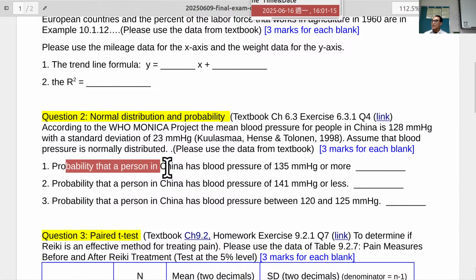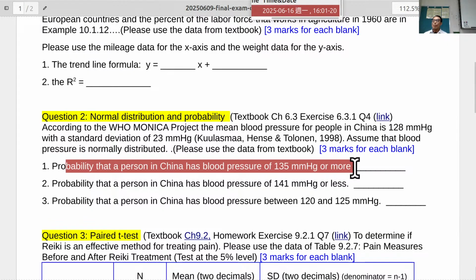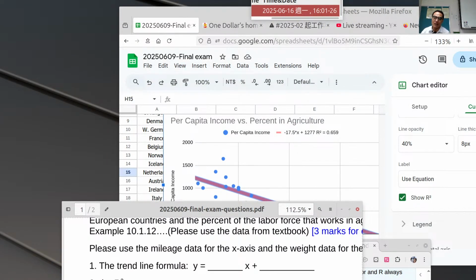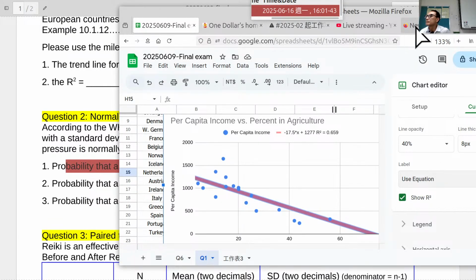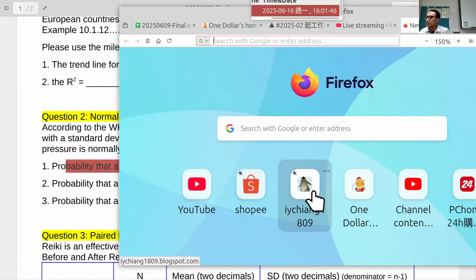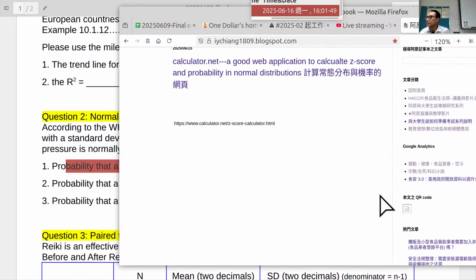What is the probability that a person in China has blood pressure of 135 or more? Here, I encourage you to use a website. I gave you that. I also gave you the information. I like this one.